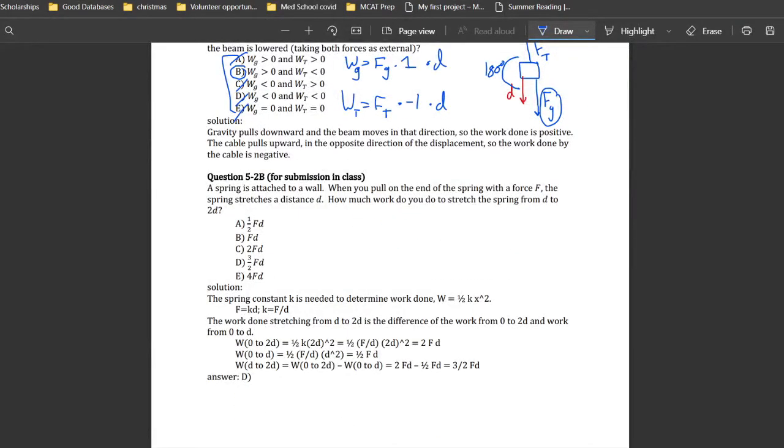Okay, so for 5-2b, we have a spring attached to a wall. When you pull on the end of the spring with a force F, the spring stretches a distance d. How much work do you do to stretch the spring from distance d to 2d?